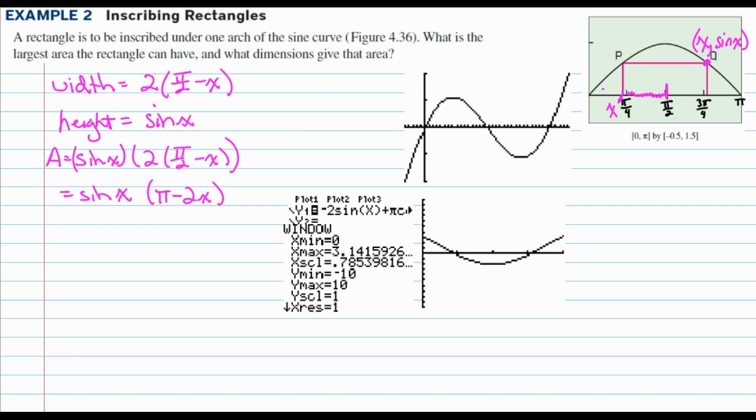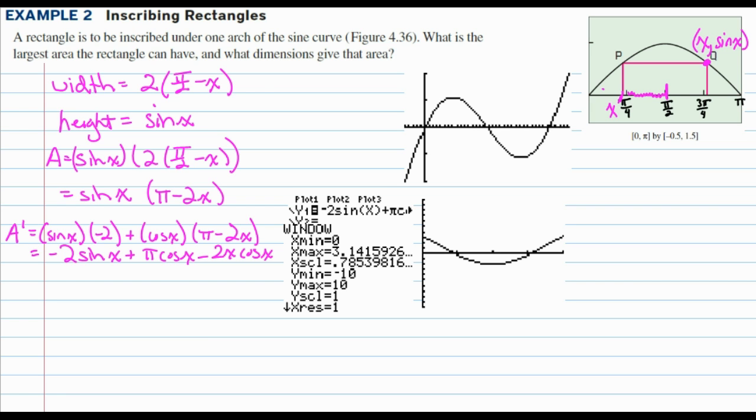Alright, so I want to find the largest area this rectangle can have. So I found an expression for the area. Now I need to find the largest. So there's where calculus comes into play. I'm going to take the derivative of the area, and I definitely need to use the product rule here because I have the sine of x function times this pi minus 2x.